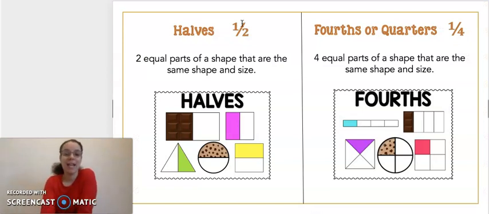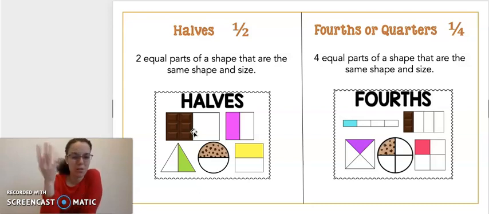So, like I just said, halves is when you have 2 equal parts of a shape that are the same shape and size. So this big candy bar, which was a huge rectangle, is broken in half. I know it's in half because it's 2 equal parts, because for it to be broken in half, that means it only has 2 parts. We don't say something's broken in half if it's broken in 4 parts or in 3. We only use the word half when it's broken in 2 equal parts.